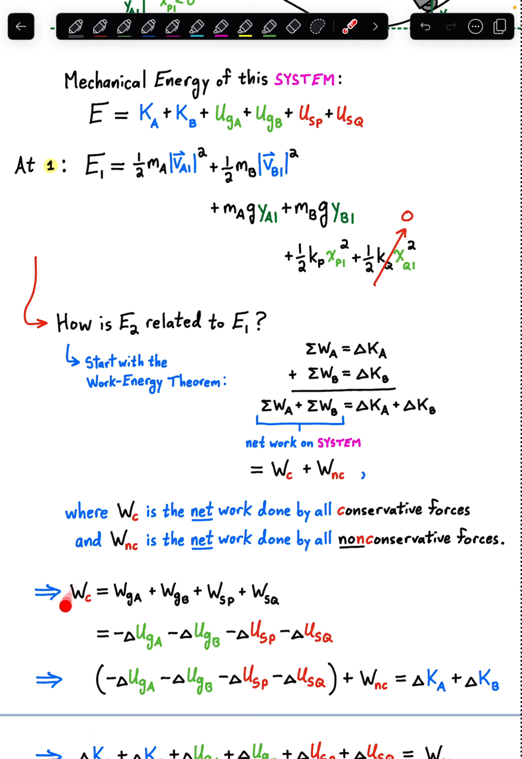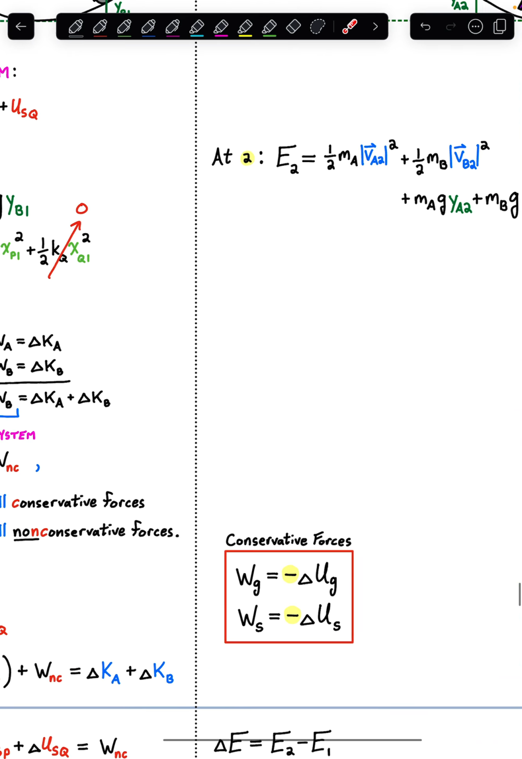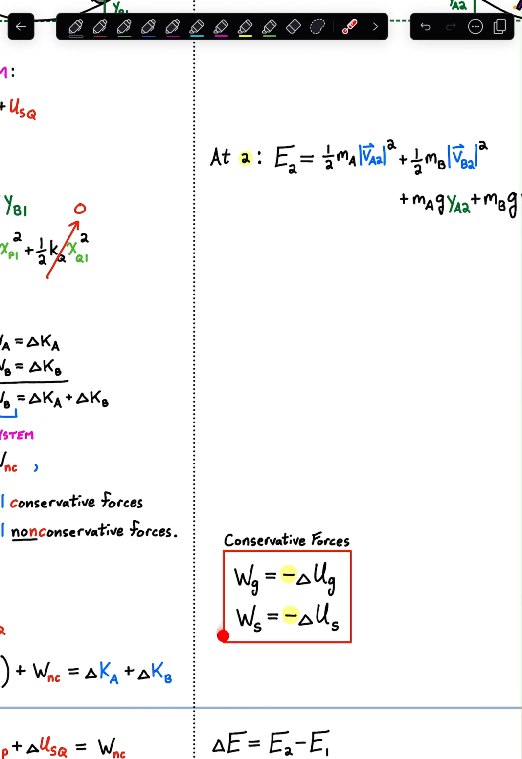And let's look at the work done by the conservative forces. There are 4 conservative interactions here: gravity on A, gravity on B, spring P, and spring Q. So there's work done potentially by each of those 4 conservative forces. And we know that the work done by a conservative force is equal to the opposite of the change in the corresponding potential energy. Work done by gravity equals the opposite of the change in UG. Work done by an elastic force is the opposite of the change in the elastic potential energy US.